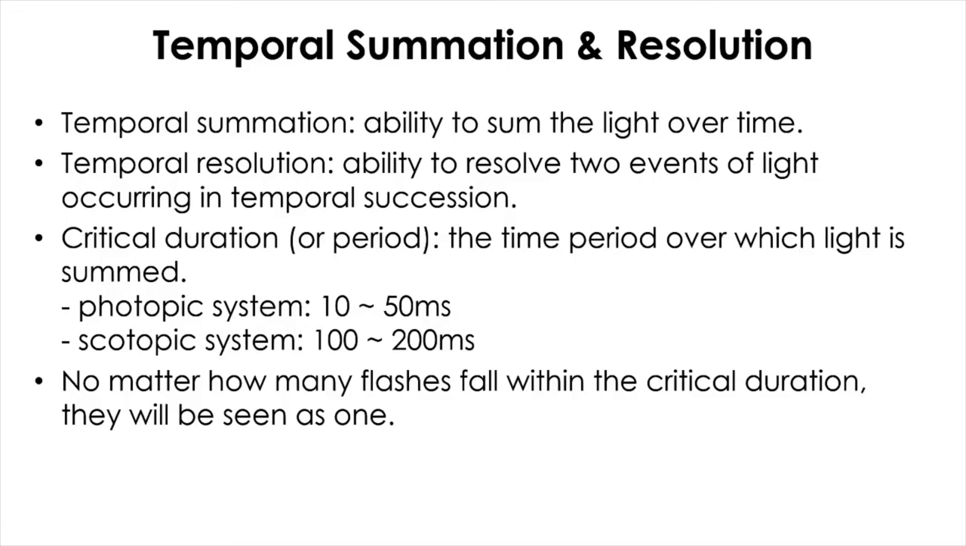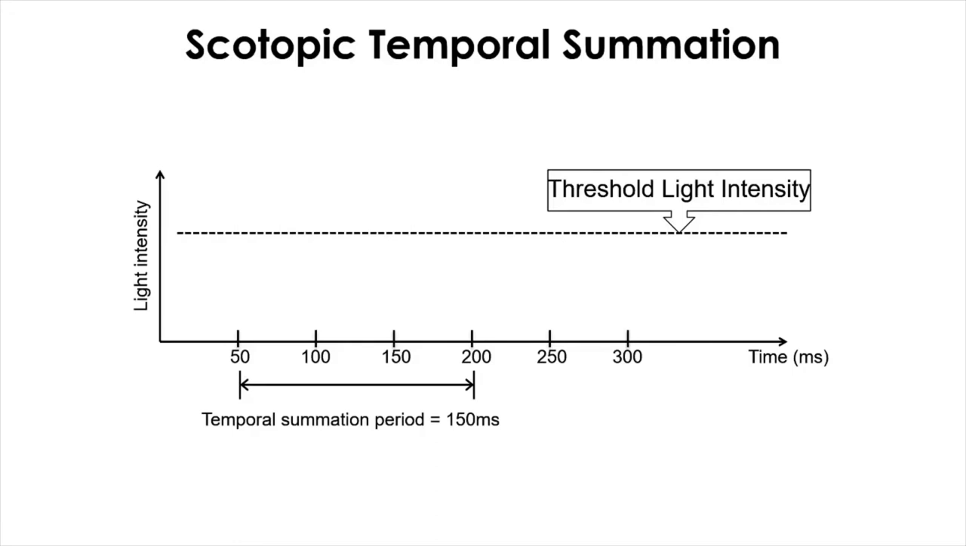We have two different critical durations depending on which visual system kicks in to perform the temporal summation. The photopic system has a very short critical duration window, between 10 and 50 milliseconds, whereas the scotopic system has a wider time window to summate the light, between 100 and 200 milliseconds. No matter how many flashes fall within the critical duration, they will be seen as one. As long as these flashes fall within the critical duration period, they will all be summated as one. So in order for two flashes to be temporally resolved as two, they must be separated in time by at least the critical duration.